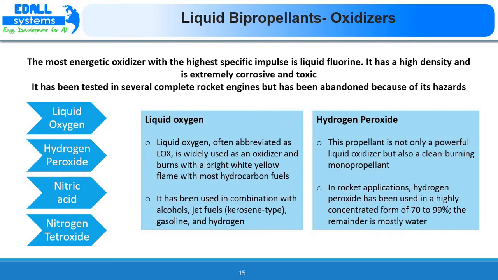So overall, it has good compatibility with many different liquid fuels. Hydrogen peroxide is not only a powerful liquid oxidizer but also a clean-burning monopropellant. In rocket applications, hydrogen peroxide has been used in a highly concentrated form of 70 to 99%. The remainder is mostly water. So the burning of hydrogen peroxide gives mostly water as a remainder.